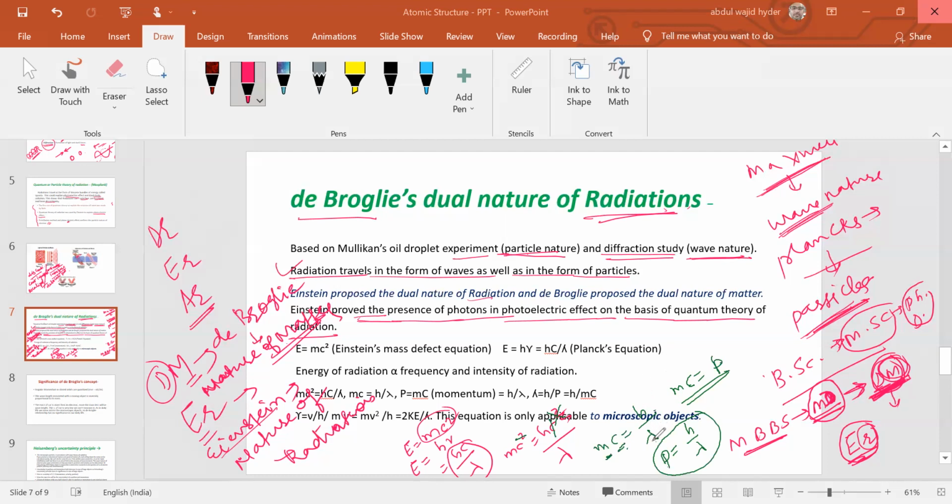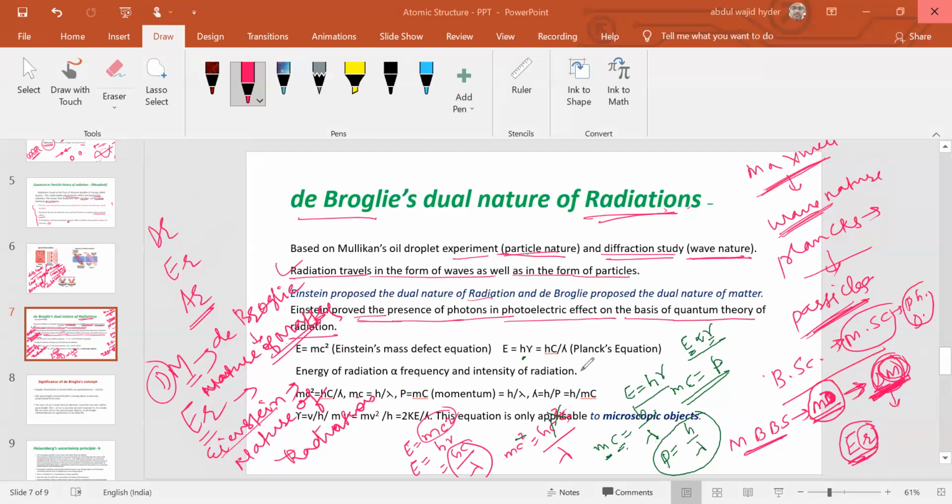What is Planck's equation? Planck's equation is E is equal to h nu. Actually, E is directly proportional to frequency. Energy of the radiation is directly proportional to frequency. If you remove this directly proportional sign, then you will be putting an equal to sign and then a constant. That is Planck's constant. H is Planck's constant.